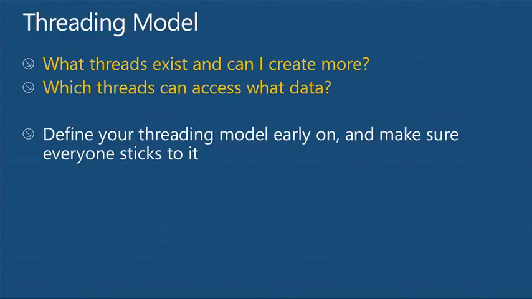Key point I want to make is define this early on. If you're in a team environment, you always have that situation where 3 guys are doing the right thing and one guy doesn't quite really know what the other ones are doing and he goes off into the woods and breaks everything. This is even worse with multi-threading. You need to get everyone on your teams to know what the threading model is and stick to it.